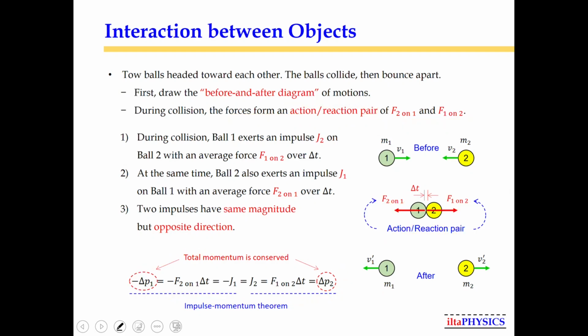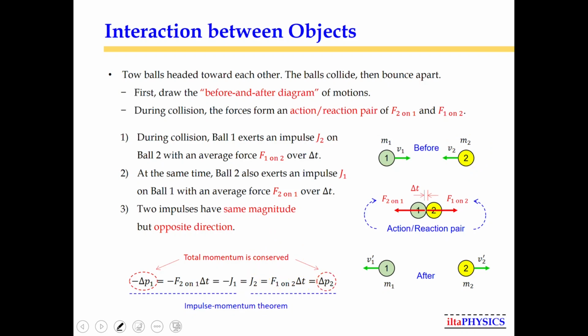First, let's focus on ball 2 at the moment of impact. The impulse J2 received by ball 2 is the product of the force ball 1 exerts on ball 2, F1 on 2, and the time duration of the collision. According to the impulse-momentum theorem, this is equal to the change in ball 2's momentum, delta P2. Please make sure you're following along with this part.